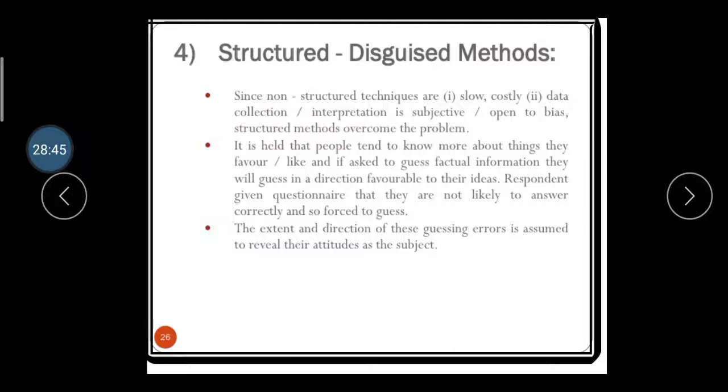It is held that people tend to know more about the things they favor. If they are asked to guess factual information, they will guess in the direction favorable to their own idea. Respondents given a questionnaire they are not likely to answer correctly are forced to guess, so this extension of direction is a guess. The error is to assume the relevance of this attitude as a subject.